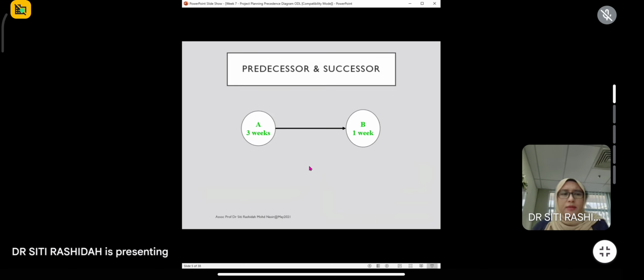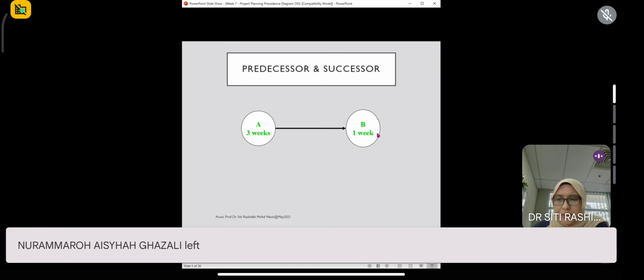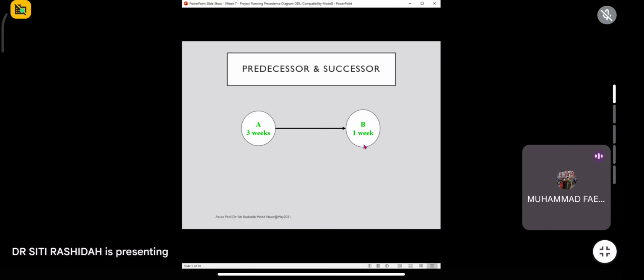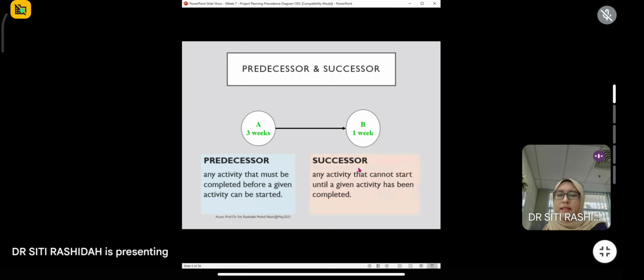Okay, now predecessor and successor. Predecessor ni adalah sebelum, successor ni adalah selepas. Ya, so dekat sini kita ada A dan B. So mana satu predecessor, mana satu successor? Siapa tahu? A adalah apa kepada B? Predecessor. Yes, thank you Faiz. And B adalah successor kepada A. Okay, so that is the difference between predecessor and successor.